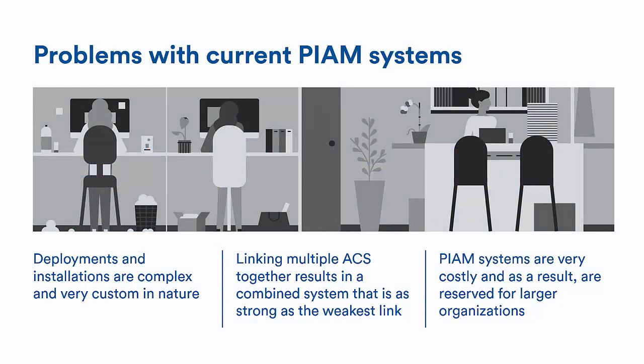So in speaking with customers and analysts, the problem with the current nature of physical identity and access management systems is that they are a humongous undertaking. Deployments often take, on average, 3 years or more because they need to be customized to each organization's unique needs. Because these systems link multiple access control systems together, it results in a combined system that is as strong as the weakest link. This is a shortfall with the current piece and layered approach to this segment.